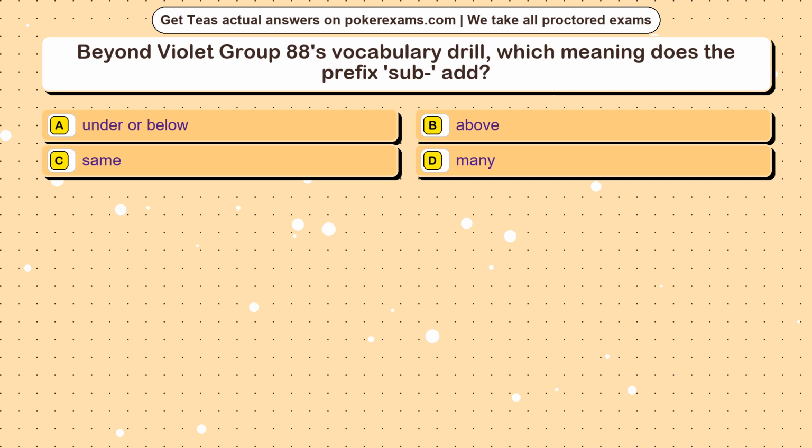Question 25. Beyond Violet Group 88's vocabulary drill, which meaning does the prefix sub- add? Option A, under or below. Option B, above. Option C, same. Option D, many.